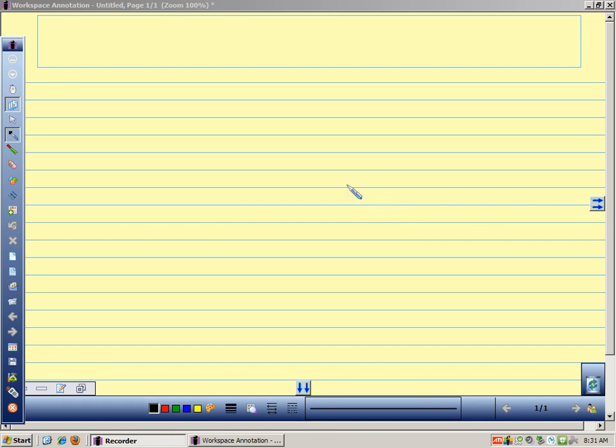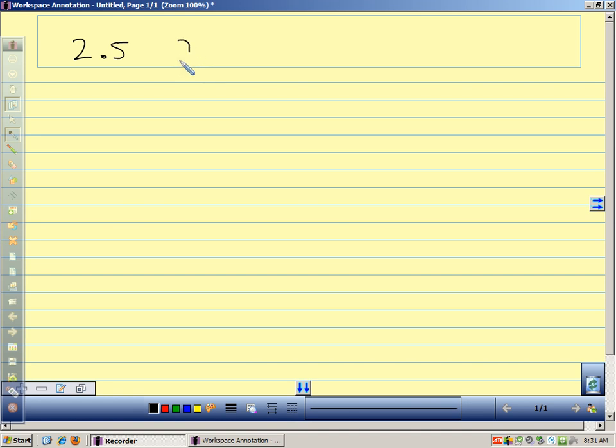So we're in section 2.5, and we're talking about zeros of polynomials. Some additional tools we can use to find zeros of polynomials.